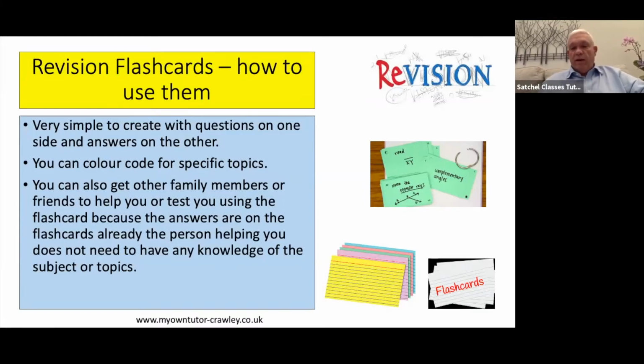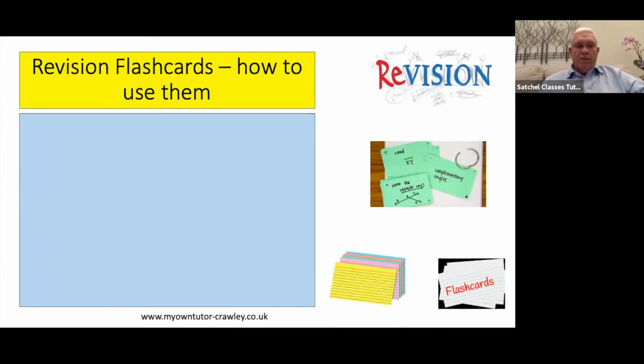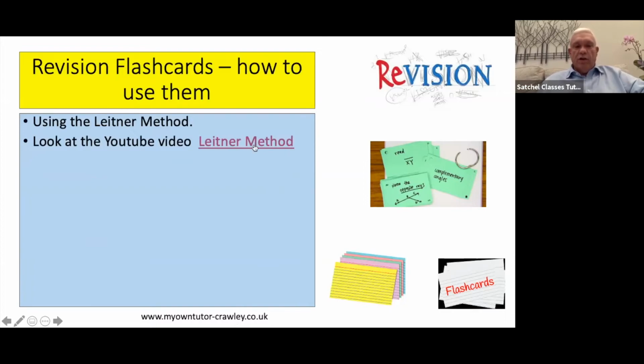Some flashcards you can get already made. If you go onto somewhere like Get Revising, there's quite a few of those already, which you can use. You can use what's called the Leitner Method. I'm just going to show you, this is the link here to a YouTube video. It's only 2 minutes long. I'm just going to quickly play this, and hopefully you'll learn something about a different way of using flashcards.